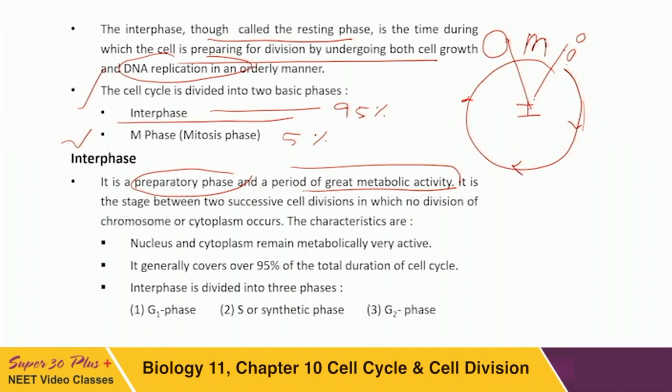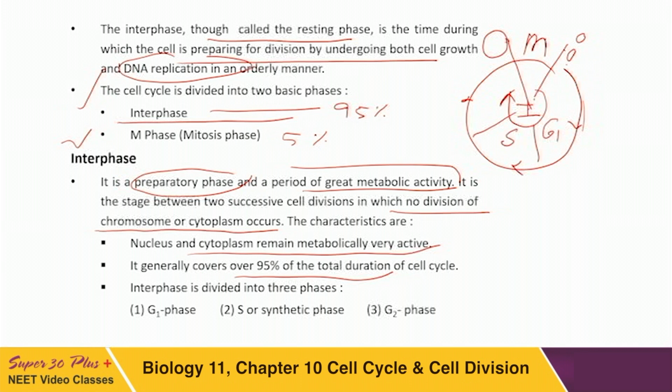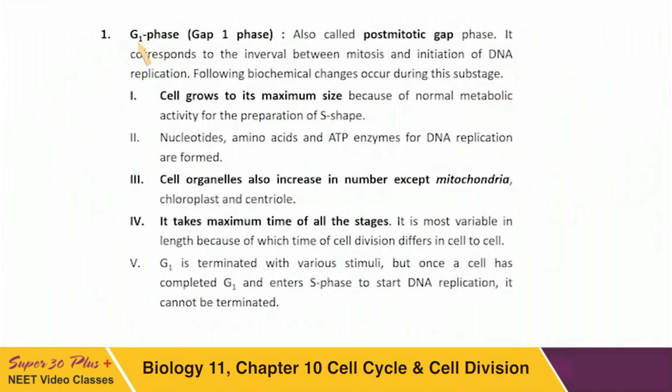What is there in this? No division of chromosome or cytoplasm, and what is important here, the nucleus and cytoplasm will be metabolically very active. It makes about 95% of the total, and this interphase is the longest one, and we can divide this into three phases. One is the G1 phase, followed by the S phase, and it is followed by the G2 phase. We have to see the detail of this now.